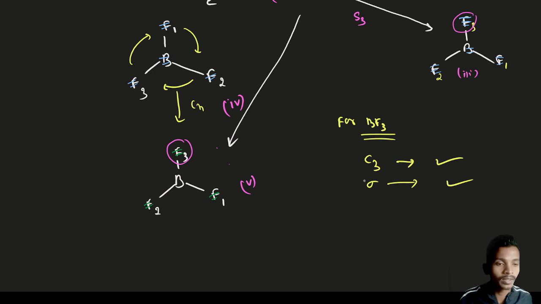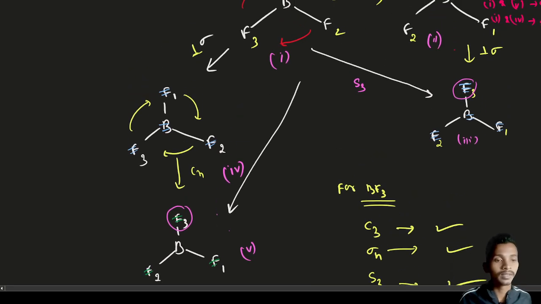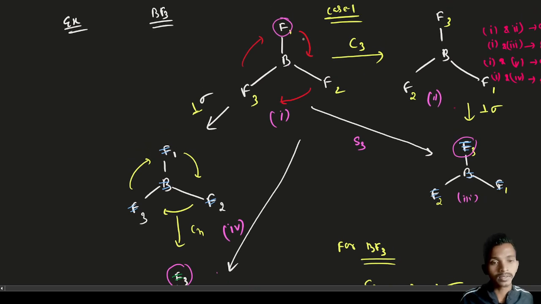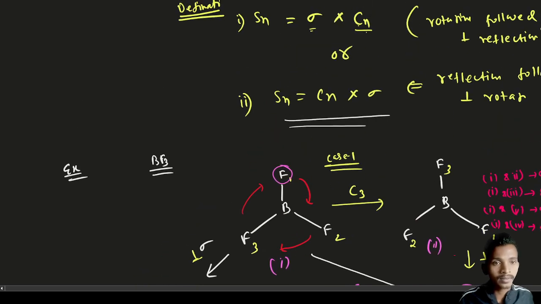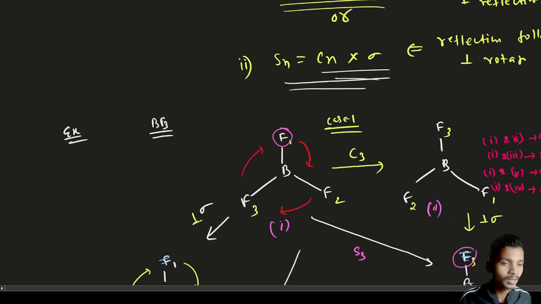That is perpendicular sigma, because the plane perpendicular to the principal axis is the horizontal plane, sigma h, that is also present, and the S3 axis is also present. Okay, so in this case we discussed that. This is case one, where we can do it either this way or this way, and I get the same equivalent structure.